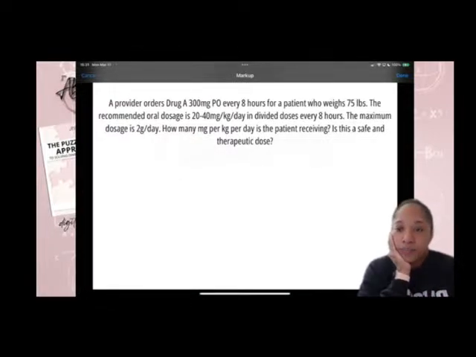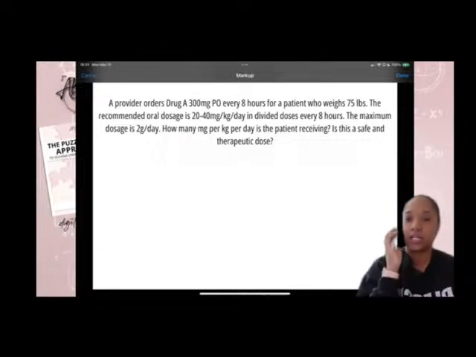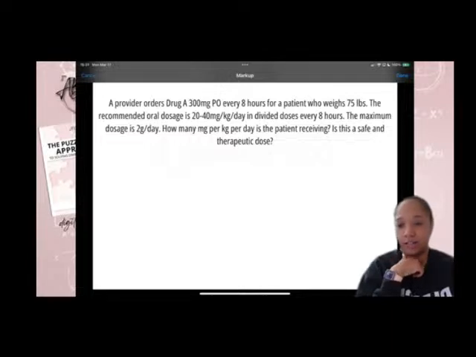Your dimensional analysis looks so easy. Yes, thank you. That's what it's supposed to be like, because dosage calculations don't have to be hard. I'm telling you, if you can multiply, divide, add, subtract, you can do dosage calculations.